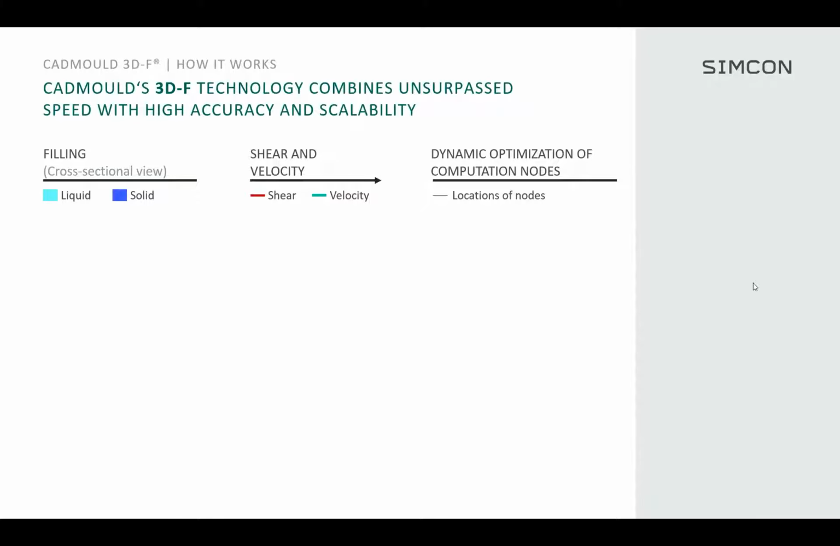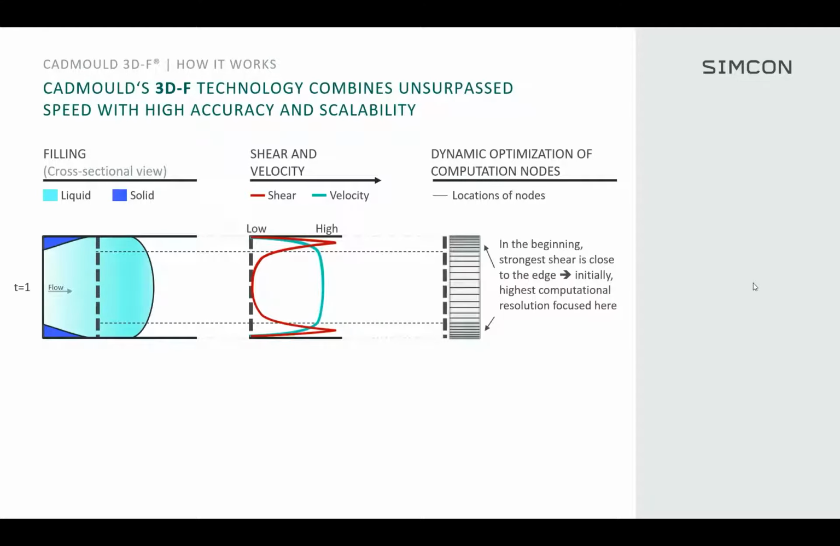If I can highlight the title, CADMould's 3DF technology. 3DF is a 3D framework which is unique to Simcon and CADMould. CADMould is a shell mesh system where the upper and lower boundaries are linked together. The links are split into 25 nodes, and each node is used for computation purposes to create a high resolution result.